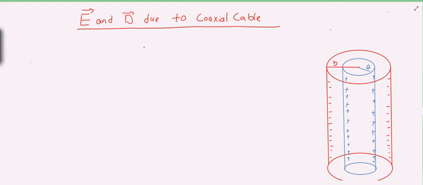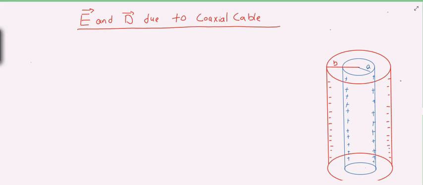In the previous video, we have learned some applications of Gauss law and the use of Gauss law, how to use this. So now here is one problem where we want to find E and D, that is electric field intensity and electric flux density due to coaxial cable.